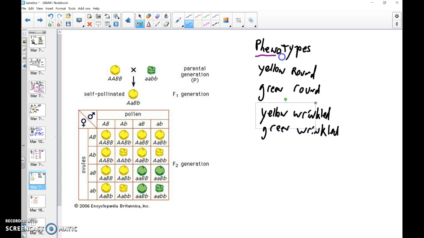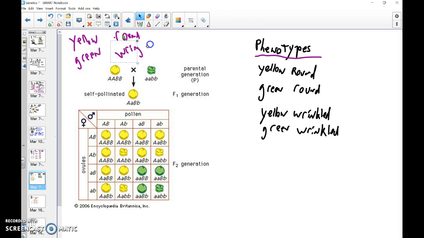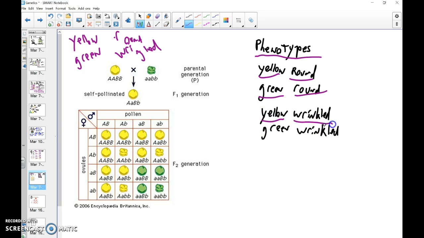So the first step in looking at the probabilities is to look at the phenotypes. In our example over here, we have seeds, and the seeds have two different traits. They are either yellow or they are green, and they are either round or they are wrinkled. Okay? And so what we're doing is we're looking at the combination. Are you yellow and round? Are you green and round? Are you yellow and wrinkled, or are you green and wrinkled?